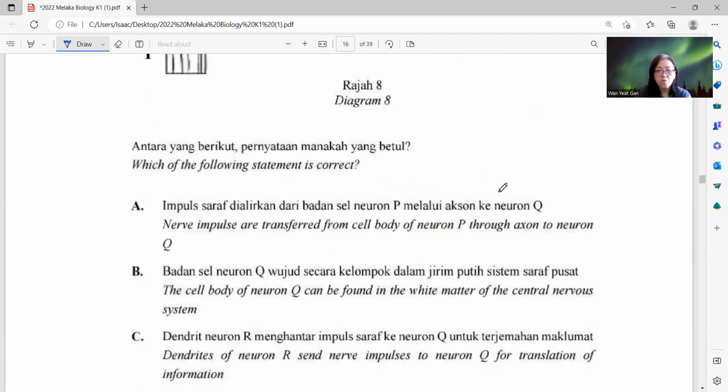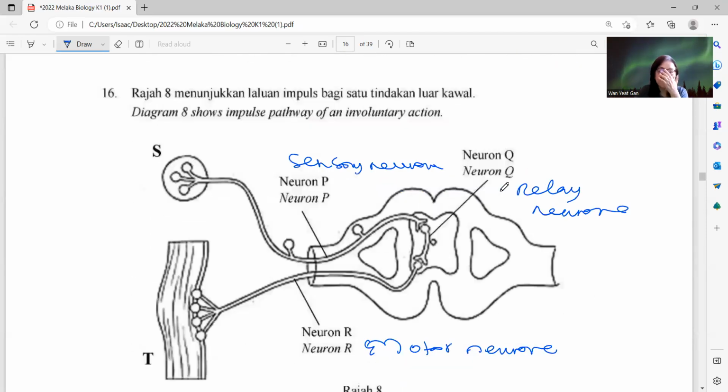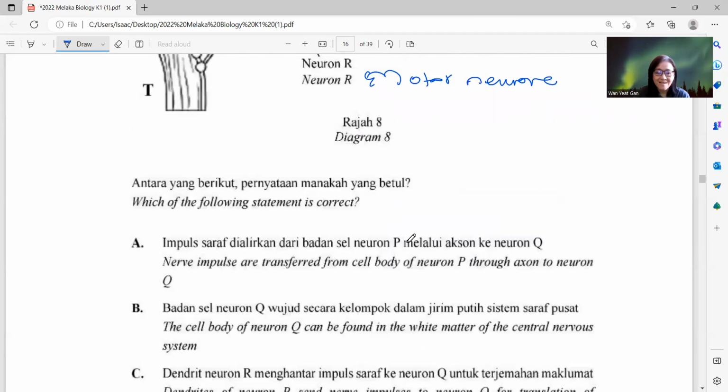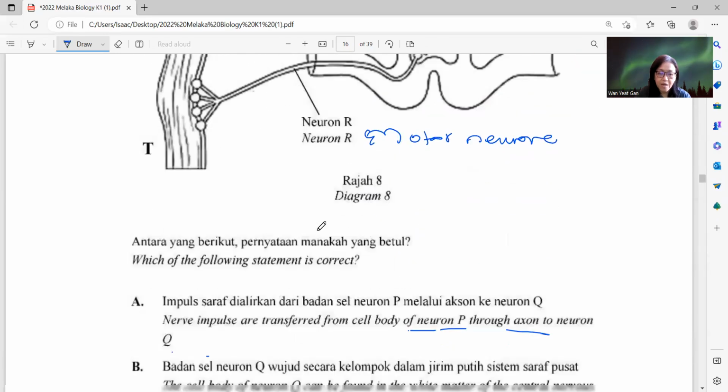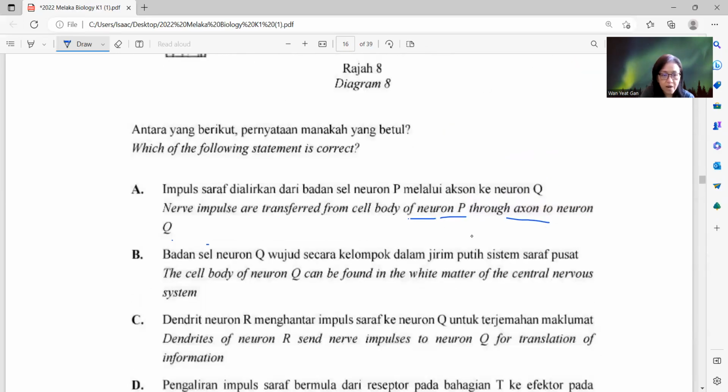Which of the following is correct? The nerve impulse is transferred from the cell body of neuron P through the axon to neuron Q. P to Q, correct. So A is correct.